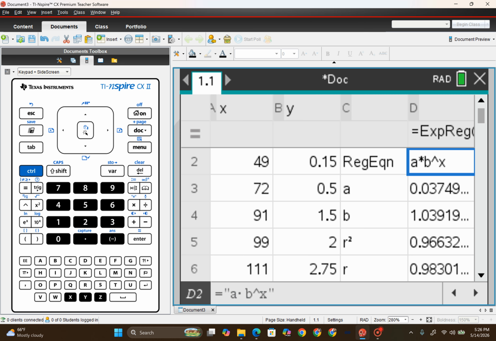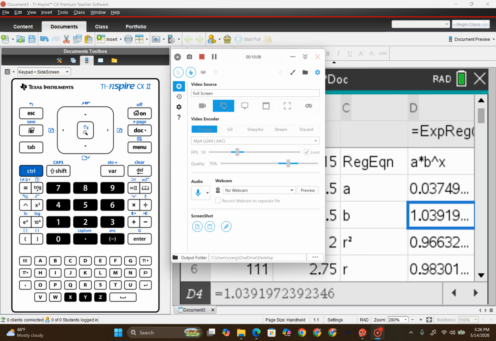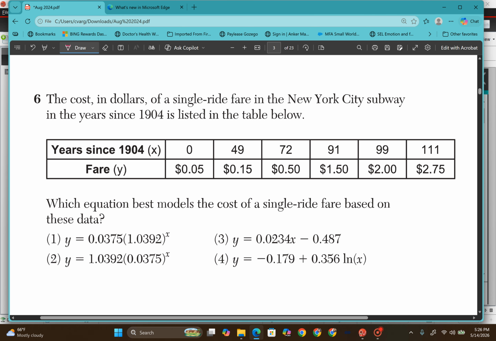And it gives me our values, right? So I have 0.03749, and then for the B is 1.0392. And if I look at my answer choices, that is exactly what choice 1 says. So that is an exponential. I'll show you why it's not linear. So this is your A, this is your B. That's not what I got. This one they switched it.